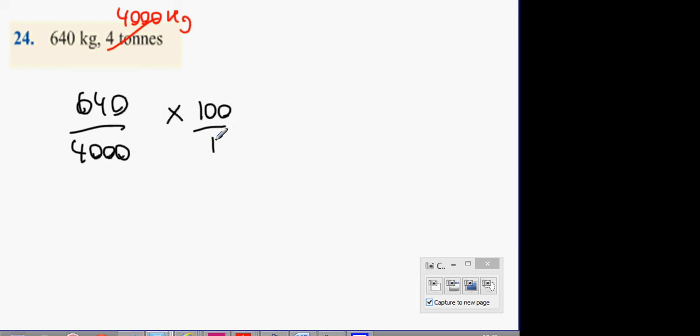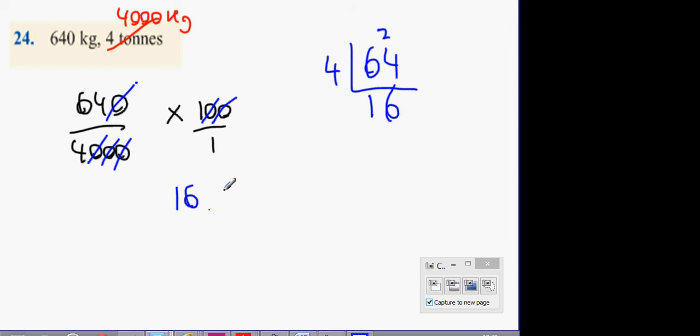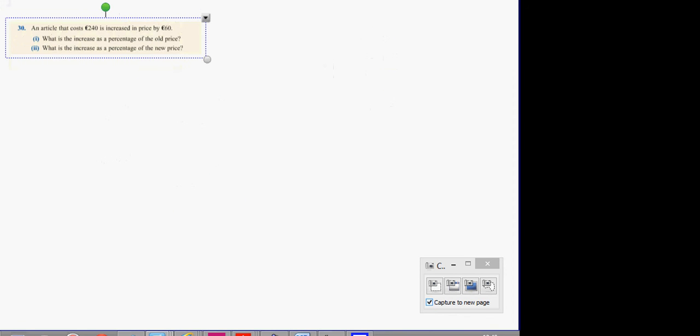Over 1, that's perfect. You can cross out the first zeros, and then cross out the 2 other zeros in the 4,000 and the 2 zeros in the 100. So you're left with 64 over 4. 64 divided by 4, and that's 16 over 1. So 16%. Well done. Okay. Now, number 30.